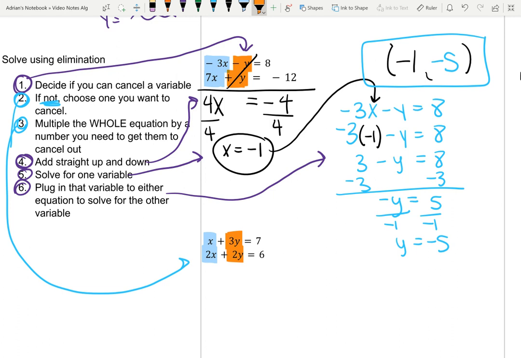So neither of those come out to be 0. So I'm going to read my next step, number 2 here. It says, if not, choose one you want to cancel. So technically we get to pick. Do I want to cancel out the x's or do I want to cancel out the y's?